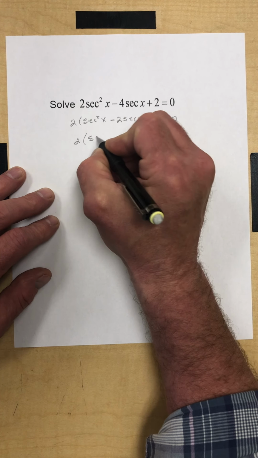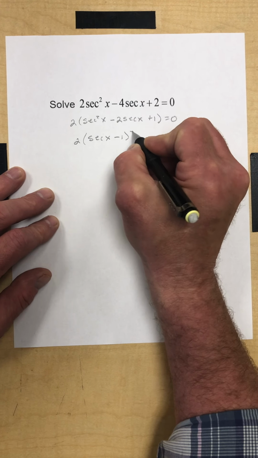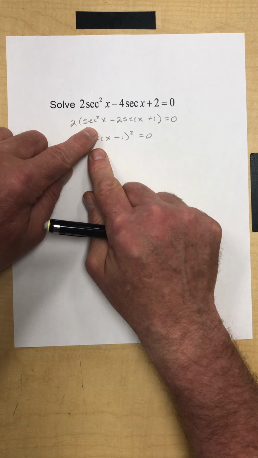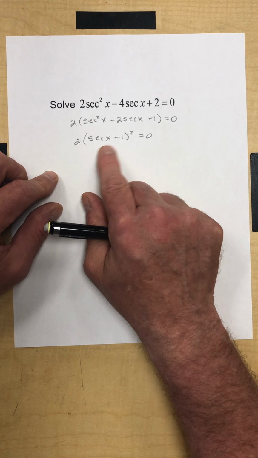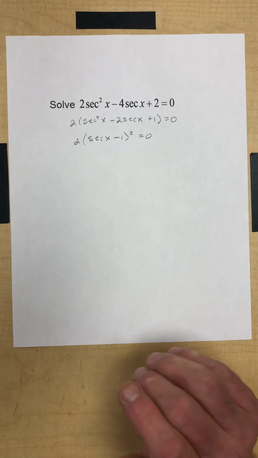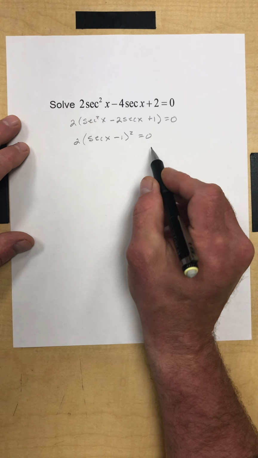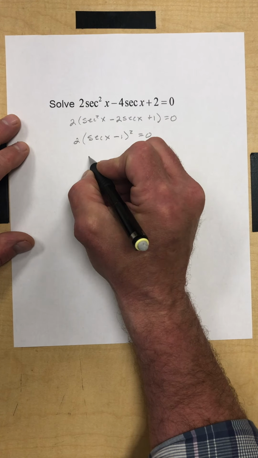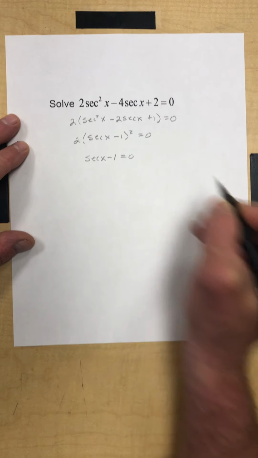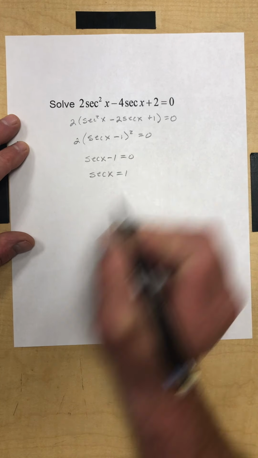Okay, so let's see. Secant of x minus 1 squared equals 0. And let's check that. This guy squared is secant squared, 2 times secant times 1. There we go, 1 squared. Yep, perfect square trinomial. If this is equal to 0, then that means secant of x minus 1 equals 0, so that would mean that the secant of x has to be equal to 1.